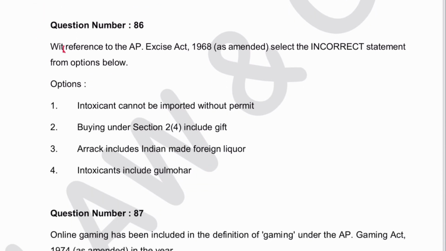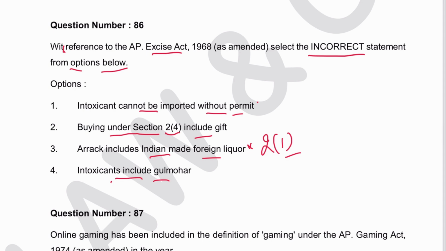Next, 86. With reference to AP Excise Act as amended, select the incorrect statement from the options below. Intoxicant cannot be imported without permit. This is correct. There is requirement for permit, right? Buying under section 2(4) includes gift. This is also correct. Section is mentioned. Arak includes Indian made foreign liquor. No, this is wrong. Arak is defined in section 2(1). They always ask a question on Arak. Okay. Intoxicant includes Gulmohar. This is correct. So 3 is the answer.